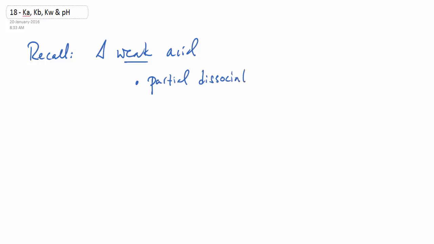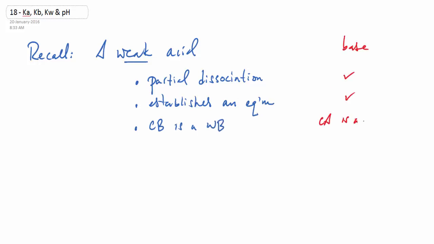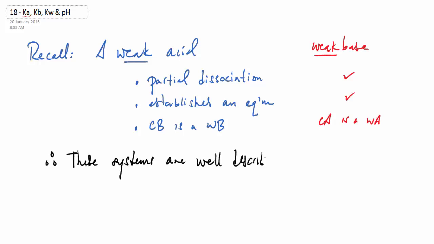Remember that a weak acid undergoes partial dissociation and establishes an equilibrium, and the conjugate base of a weak acid is itself a weak base. These same things are true for a weak base, except its conjugate acid is a weak acid. So these systems then look like they'll be well described by an equilibrium expression.